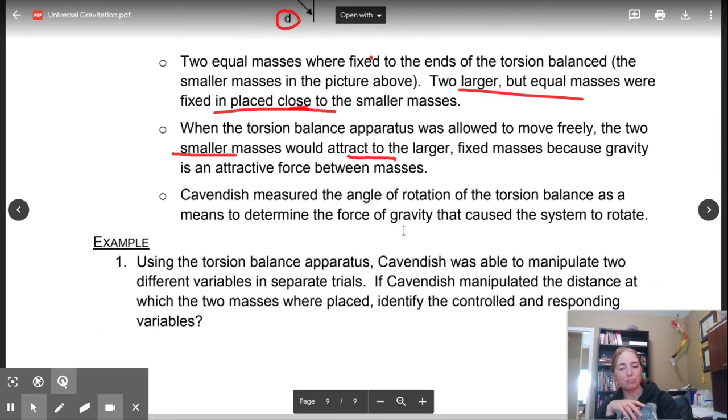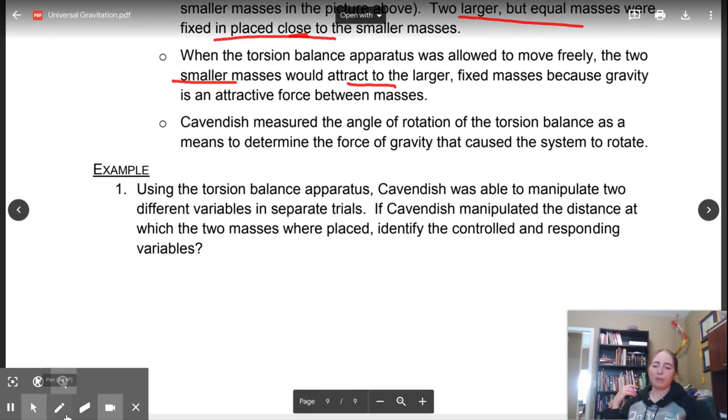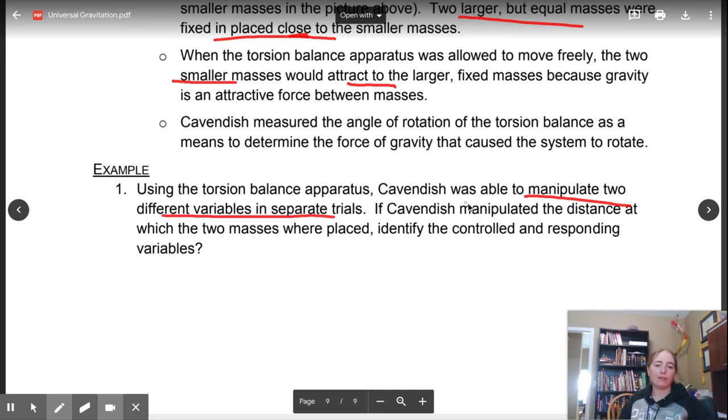But I'm fairly certain I took the Cavendish question off of your assignment, and you won't get one on your test because you're not writing tests. But any questions I would give would be like what variables were which. For this one, he was able to manipulate different variables in separate trials. Now, if he manipulated the distance, the distance would be identified as controlled, manipulated, or responding. Well, remember your controlled variables.